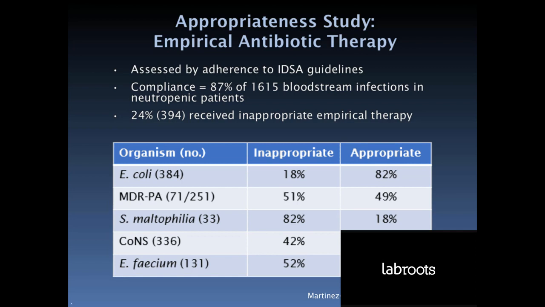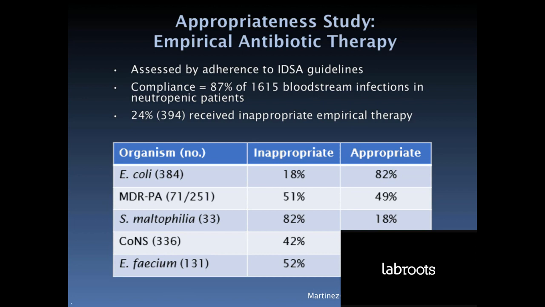Compliance with the guidelines was achieved in 87% of 1,615 bloodstream infections. Even with such good compliance, 24% of patients received inappropriate, that is, ineffective empirical therapy. That is, following guideline recommendations did not ensure that patients received effective antibiotics for their infections. As antibiotic resistance increases, ineffective empirical therapy is going to be an increasing problem.